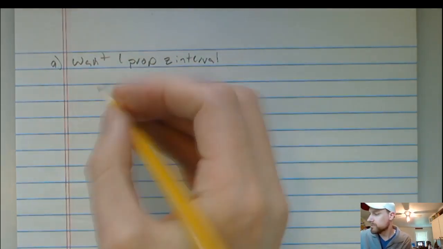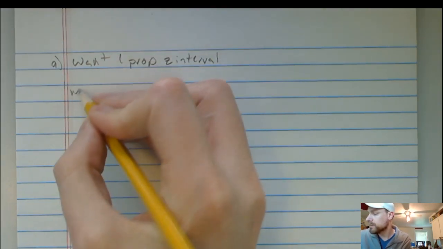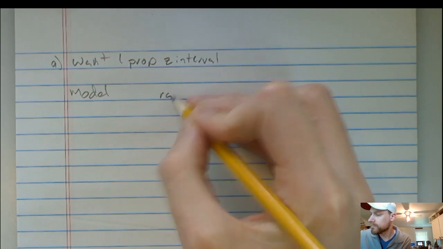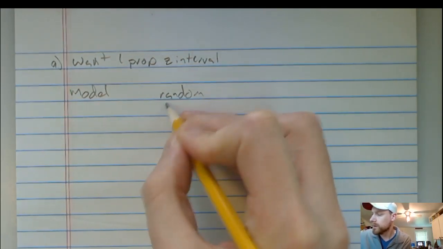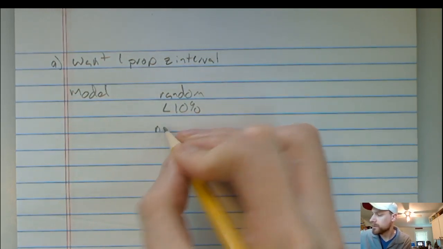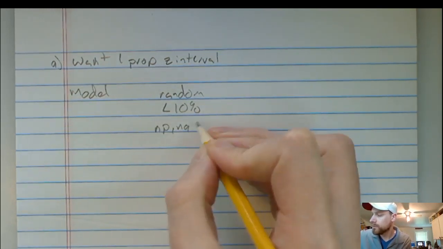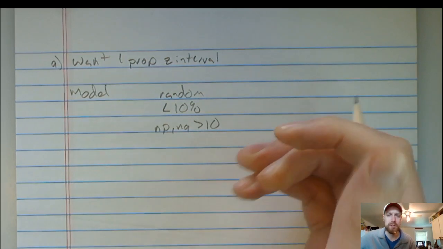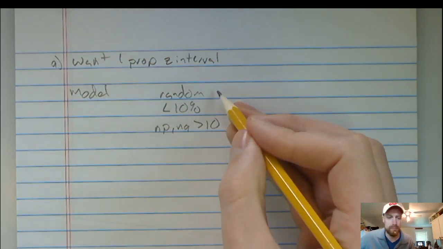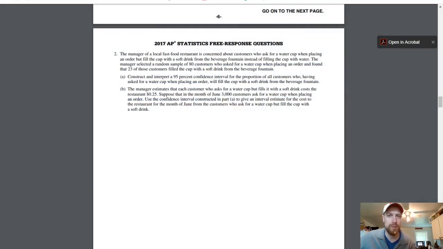Our conditions, okay, so let's check the model. So random, less than 10%, and NP, NQ, greater than 10. Alright, so random. We are told that it is a random sample.